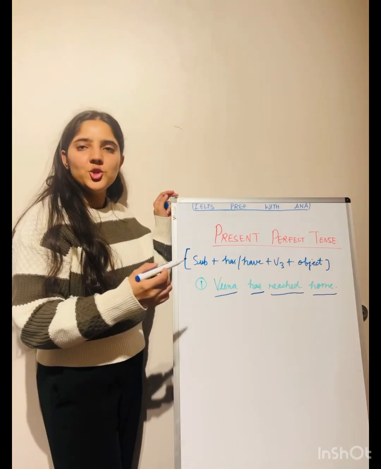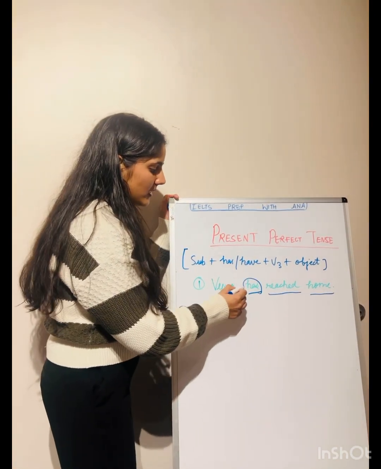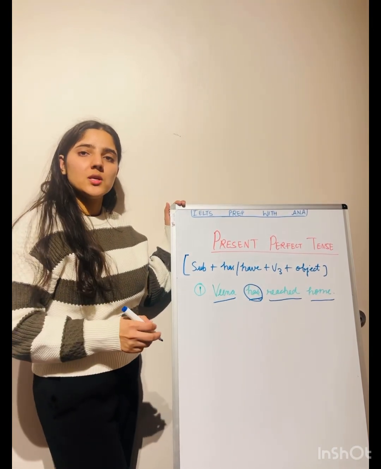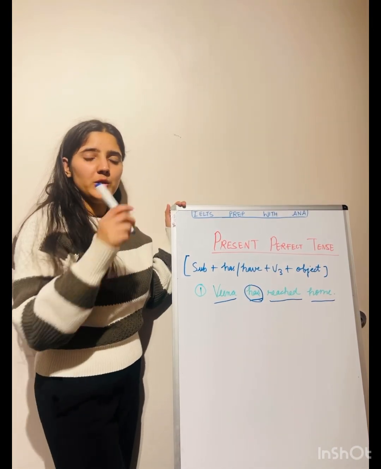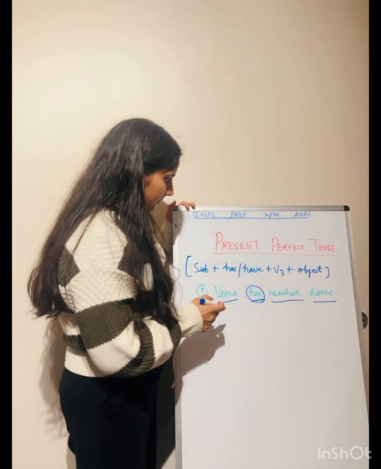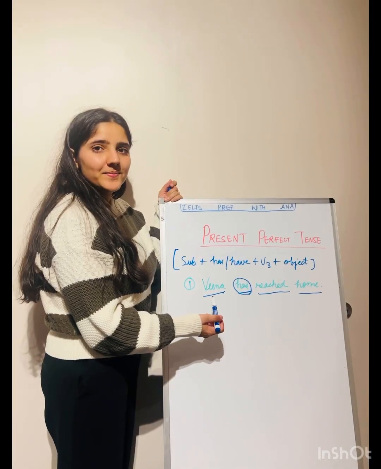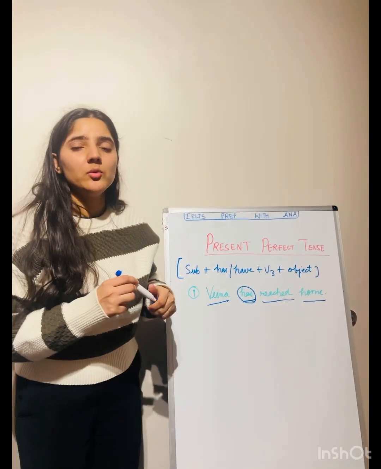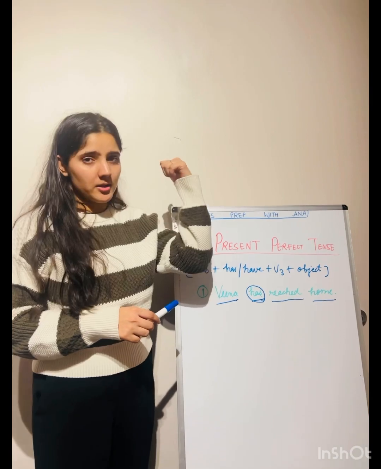And for he, she, it, we use has. For I, you, they, we use have. I have, you have, they have, we have. So, Veena has reached home. So this is an action which has started in the past.